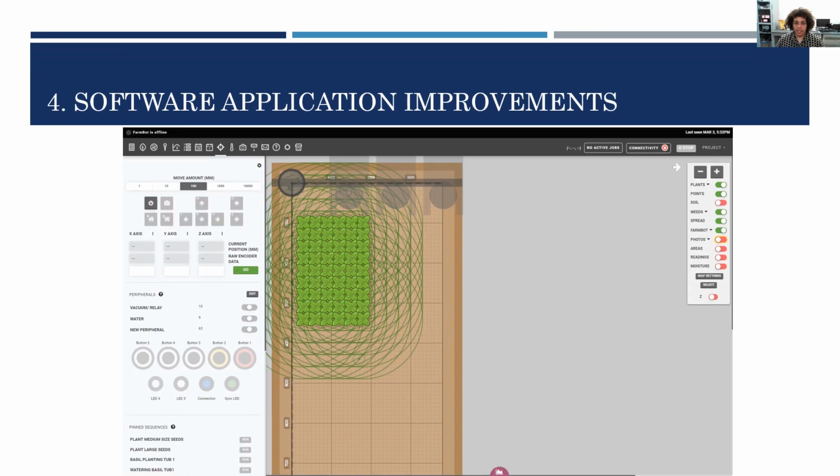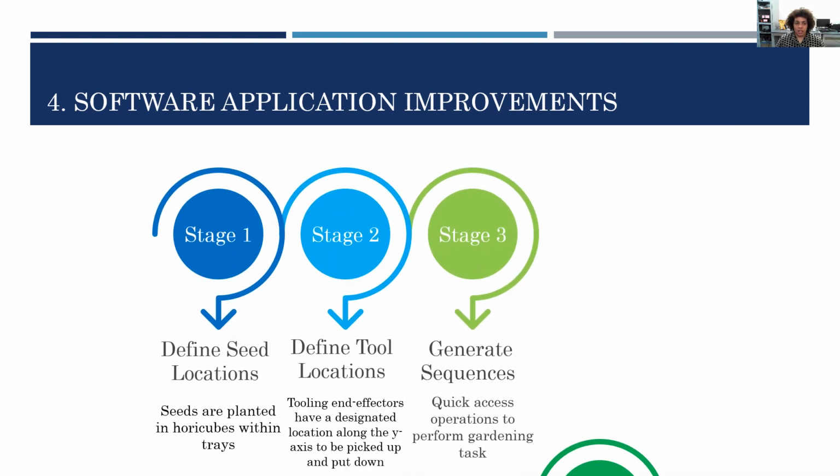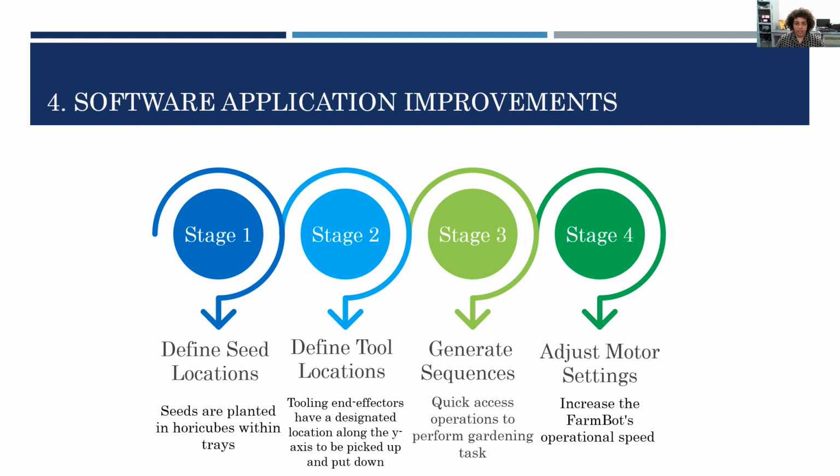With the FarmBot Genesis being an open source machine, they provided a web application that is used to operate the FarmBot. The software improvements were conducted through 4 stages: defining seed locations, defining tool locations, generating sequences, and adjusting the motor settings.